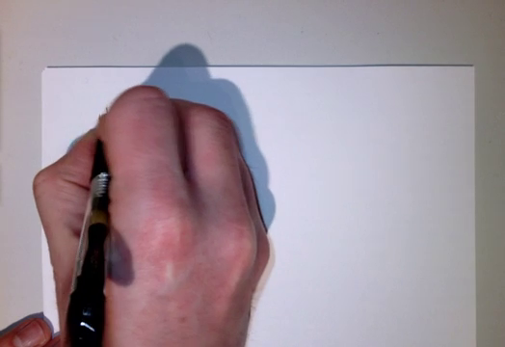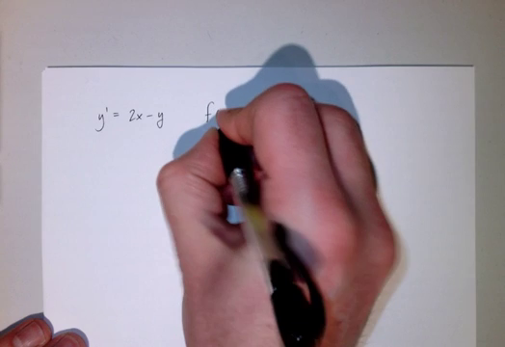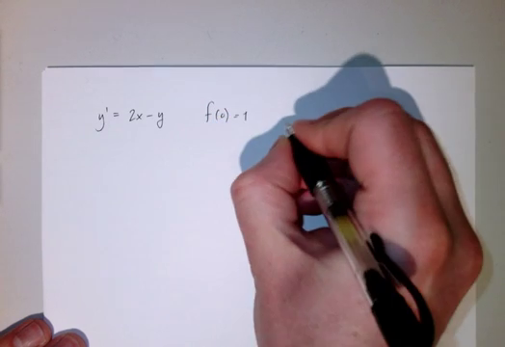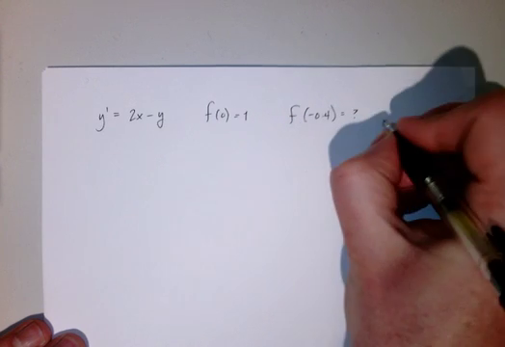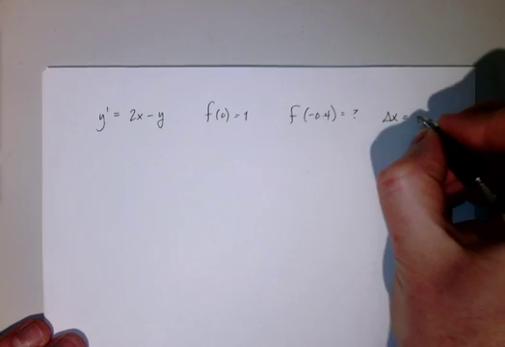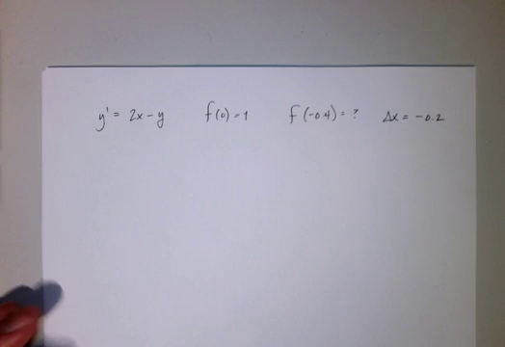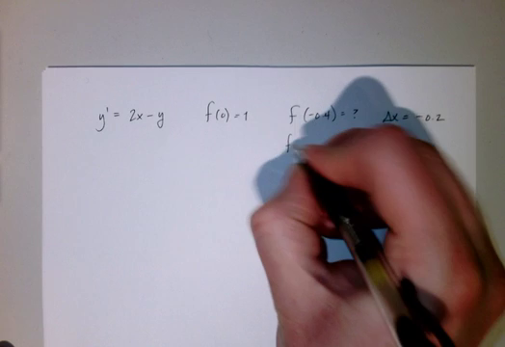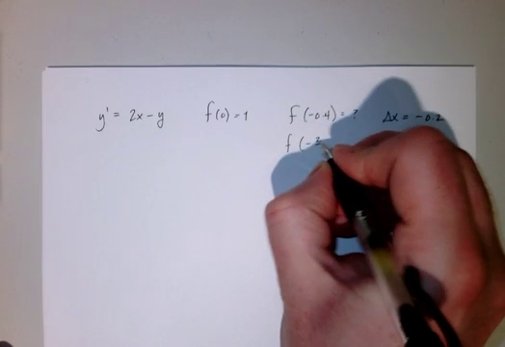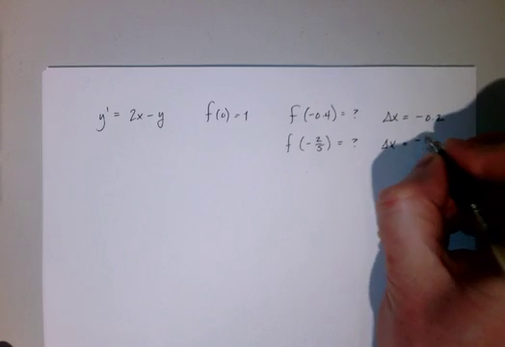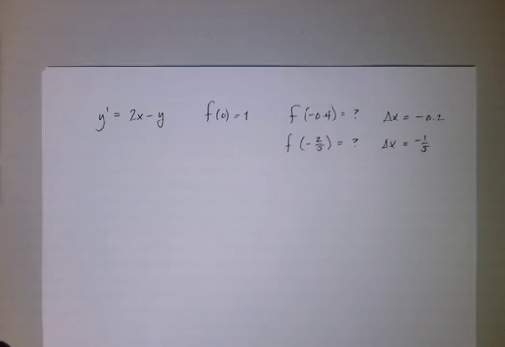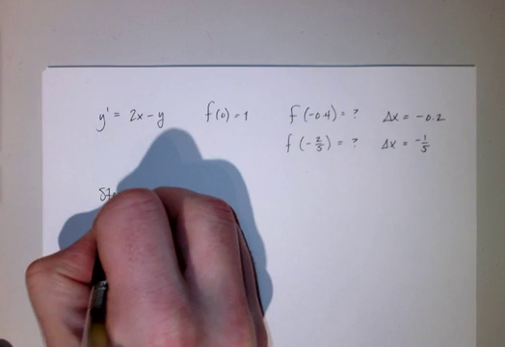I know that y prime is 2x minus y. I know my initial condition is f of 0 is equal to 1. I'm looking for f of negative 0.4, and my delta x is negative 0.2. Okay? Now obviously I like fractions, okay? I think fractions are easier to deal with, so really I'm looking for f of negative 2/5, and delta x is negative 1/5.